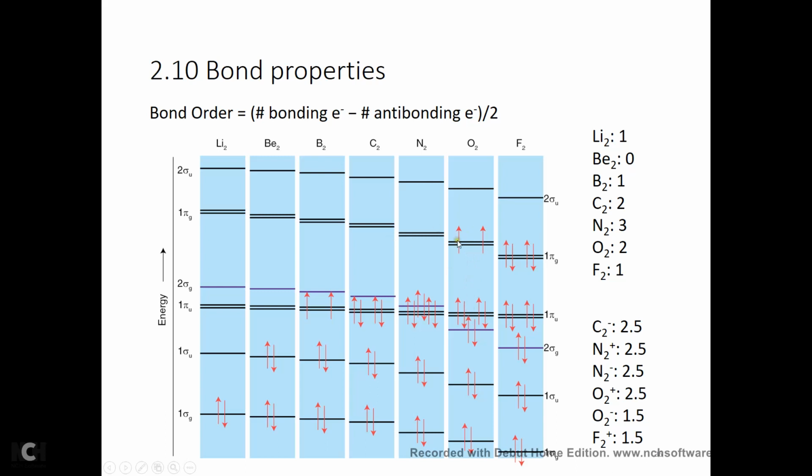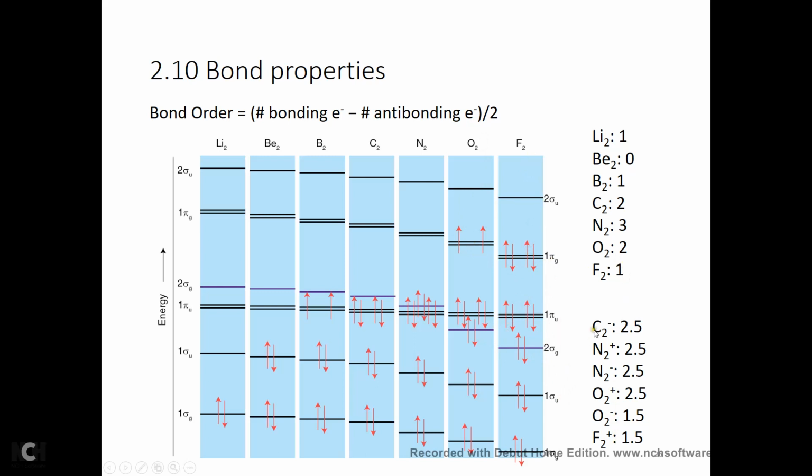Just remember, these 2 electrons each occupy a pi orbital, and they have the same spin. Therefore, oxygen is a triplet. Now, fluorine. Well, 6 bonding electrons, 4 antibonding electrons. The bond order is 1.